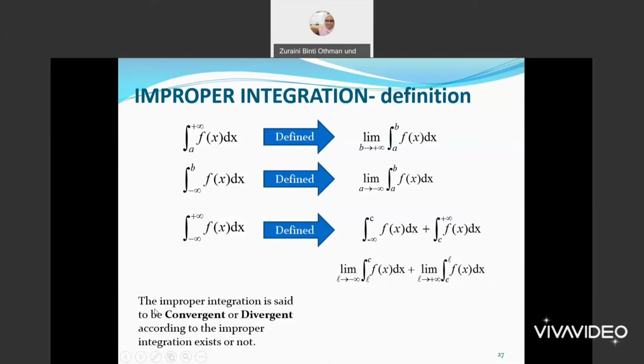Okay. The improper integration is said to be convergent or divergent. What is convergent or divergent? Meaning whether it will converge or diverge. It will converge to one point, or it will diverge, meaning its value has no fixed value. It will keep increasing, for example, if it diverges. According to this, the improper integration exists or not.